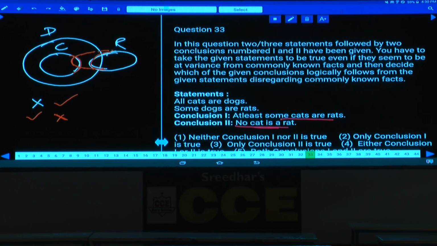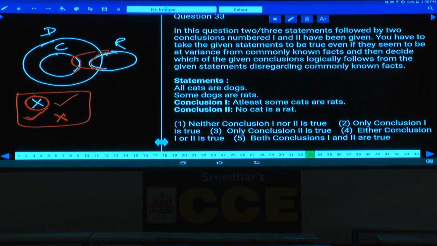After making the previous conclusion false, then we should check out for the affirmative conclusion which was false in the basic diagram. Now the first conclusion, some cats are rats, was false in the basic diagram. Then now that has become true. When the first one is true, second one will be false. When the second is true, first will be false. Between these two, only one must follow. Hence it is either 1 or 2. Either 1 or 2, it is given in choice 4.